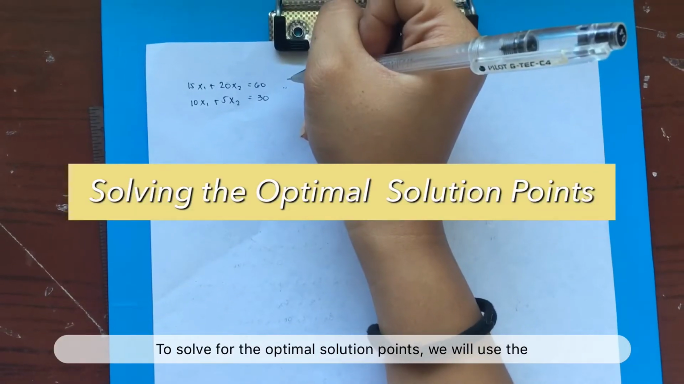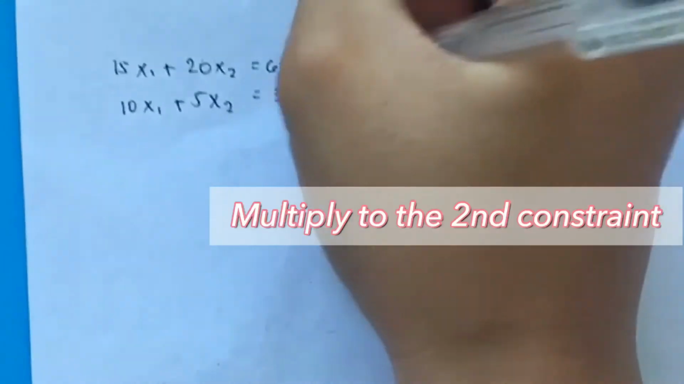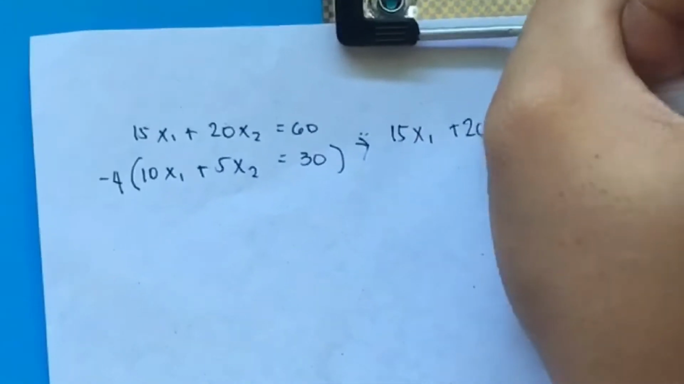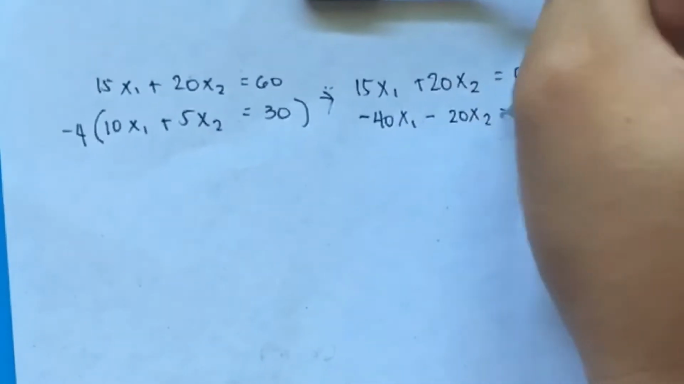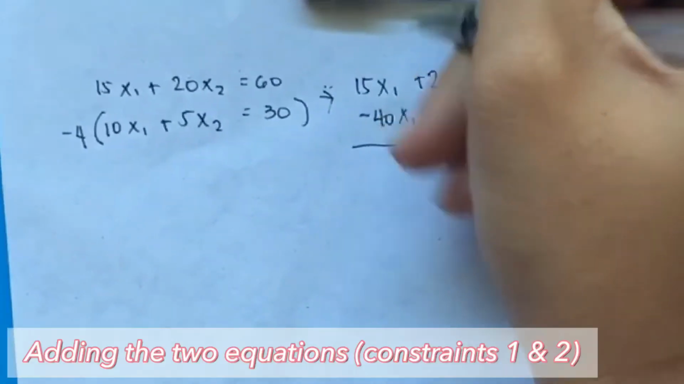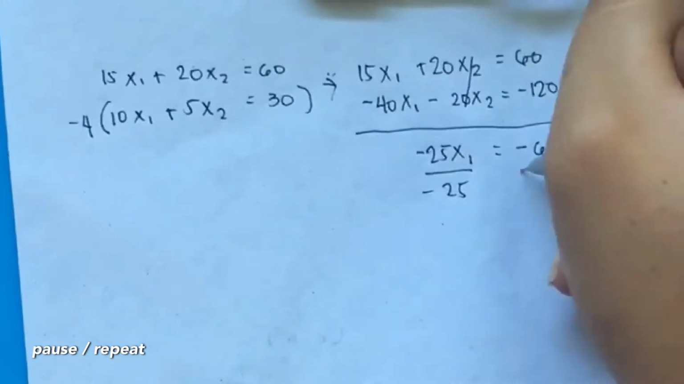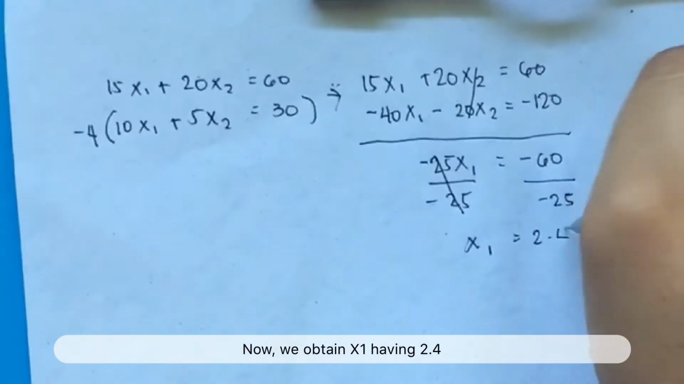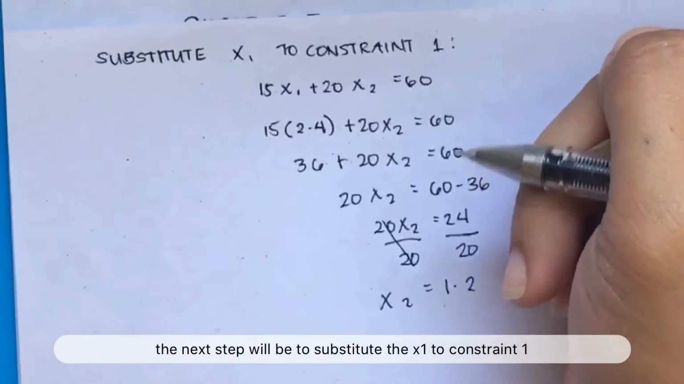To solve for the optimal solution point, we will use the elimination method for the two constraints. We simply multiply the second constraint by negative 4. The next step will be adding the two equations. Now we obtain x1 equal to 2.4. The next step will be to substitute x1 into constraint 1.